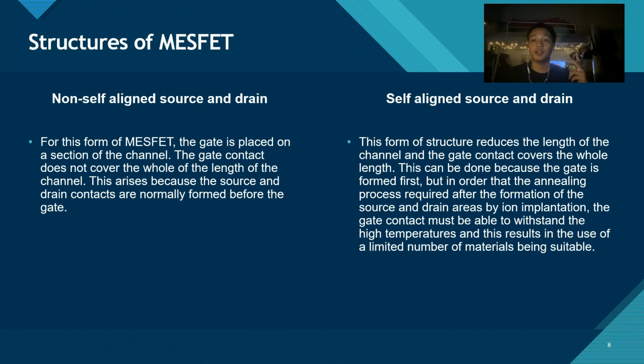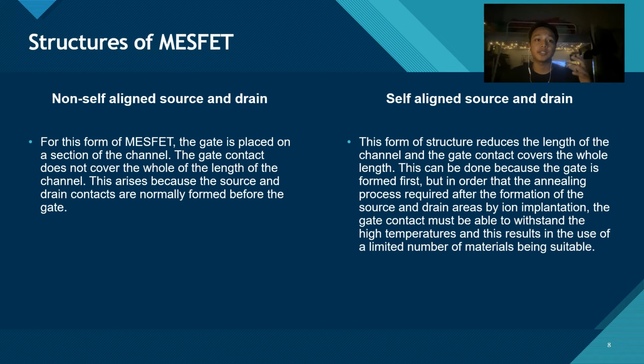There are two structures of MESFET, and they are non-self-aligned source and drain and self-aligned source and drain. For non-self-aligned source and drain, the gate is placed on a section of the channel. The gate contact does not cover the whole length of the channel. This arises because the source and drain contacts are normally formed before the gate.